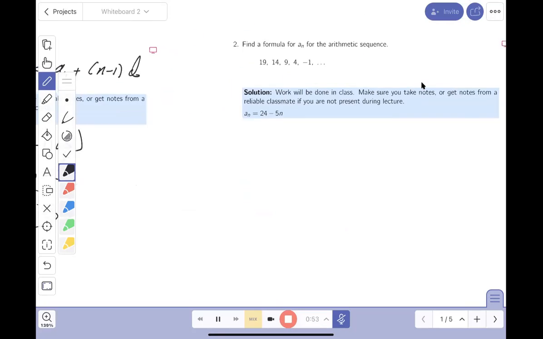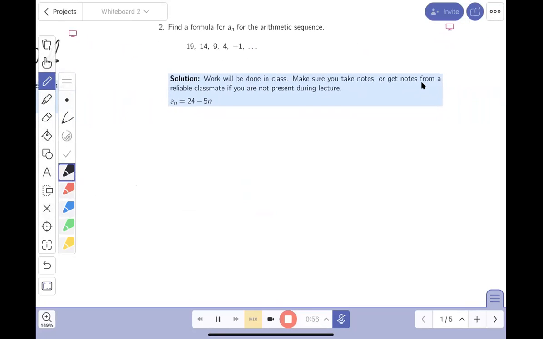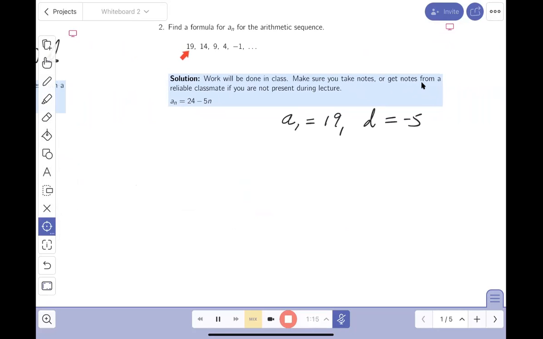Let's go to number 2. Number 2 claims this is an arithmetic sequence, so I'll write down A1 is 19. If they say it's arithmetic, it means there's a common difference between the terms, and it looks to be minus 5. Let me tell you why. 19 went down 5 to 14. 14 went down 5 to 9. 9 went down to 4. And 4 went down 5 to get to minus 1.